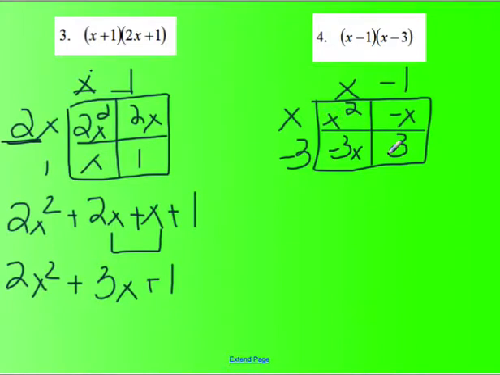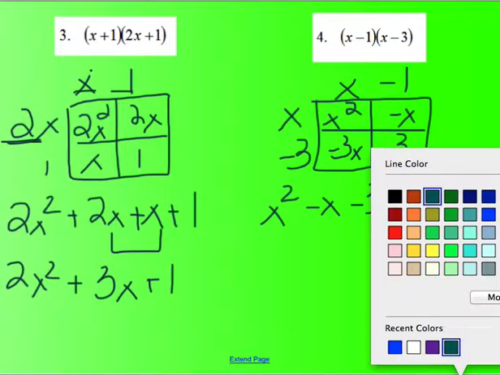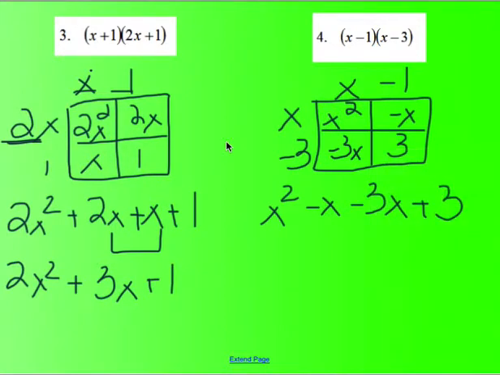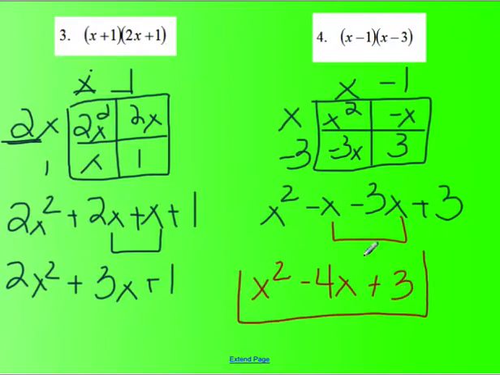So again, we're going to write out our terms. So we have x squared, we have minus x, we have minus 3x, and then we have plus 3. So we want to go ahead and add our like terms. I see that the only two like terms that I have are these two terms right here. So then I have x squared, negative x minus 3x. That's two negatives, so they're going to get more negative. So when you add those two together, you get negative 4x and then plus 3. So your final answer then is x squared minus 4x plus 3.